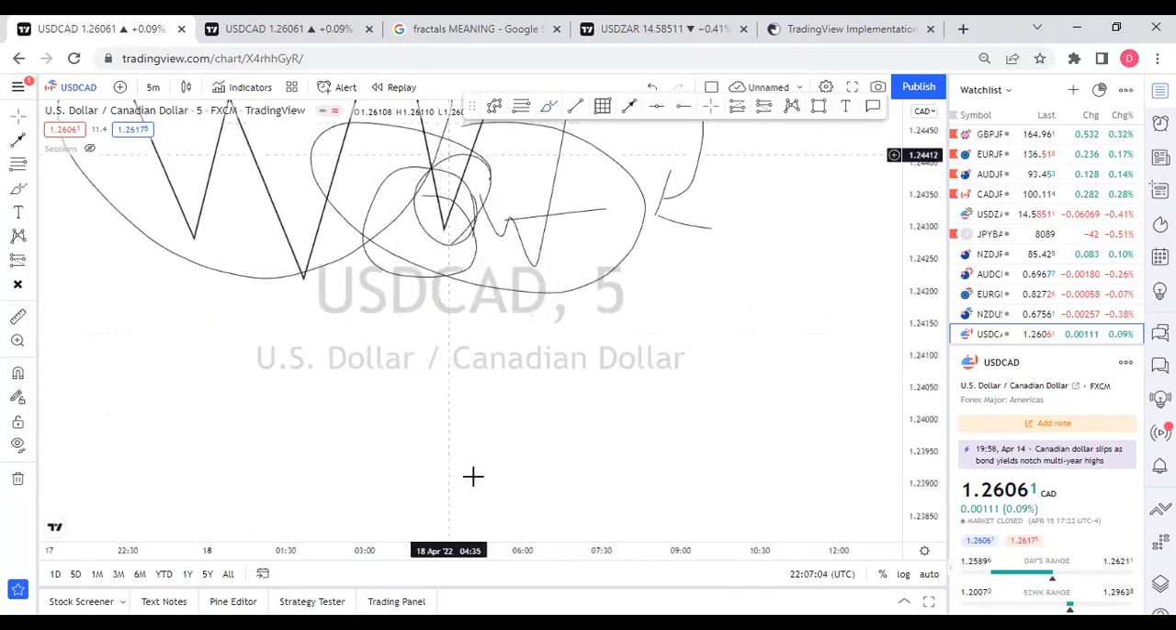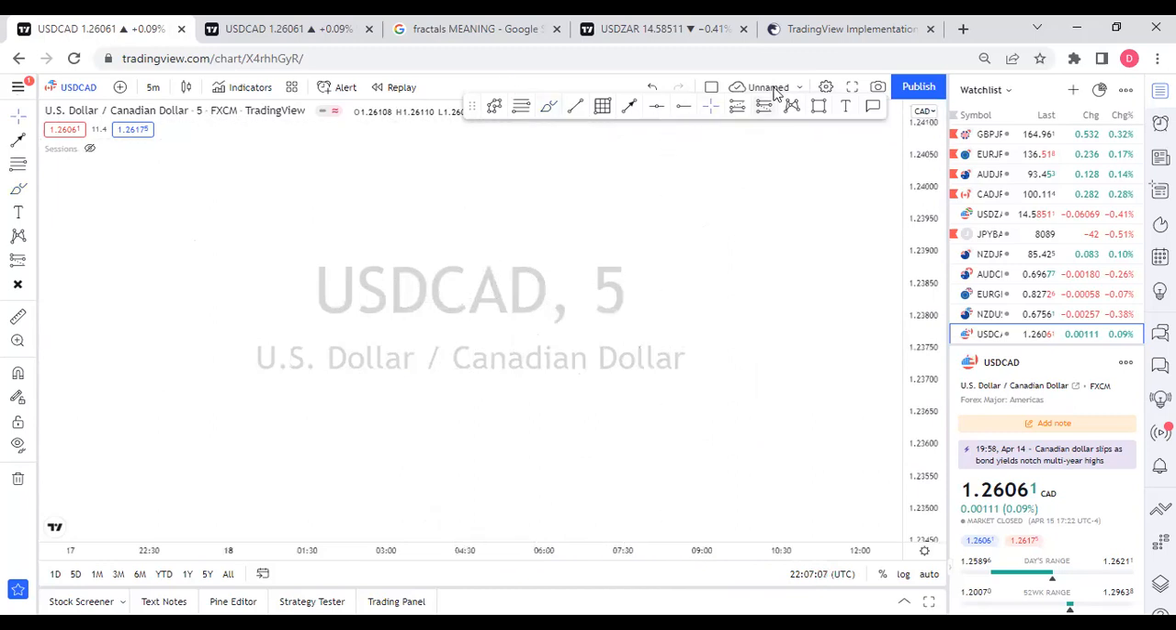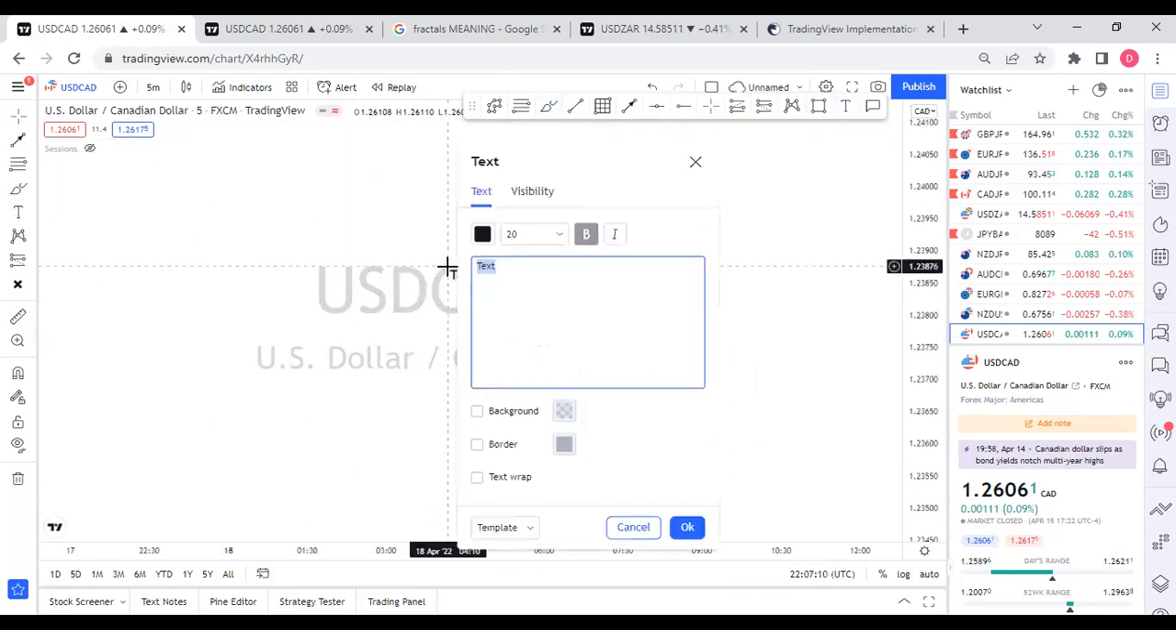All right, and then bonus is, let me write this down: only look out for distribution above major highs, all right, major highs, and only look out for accumulation below major lows. Okay.